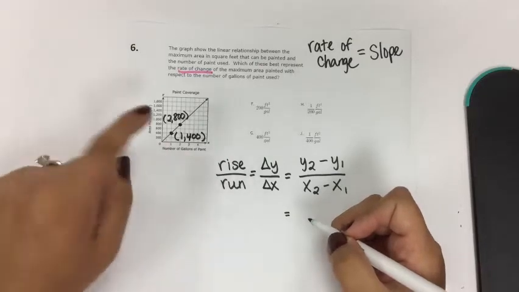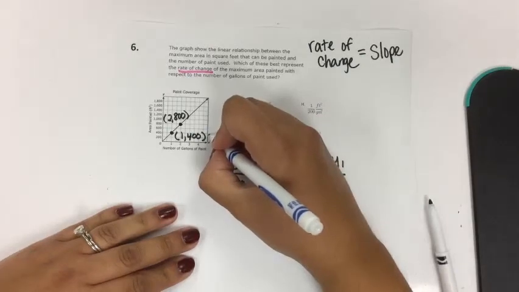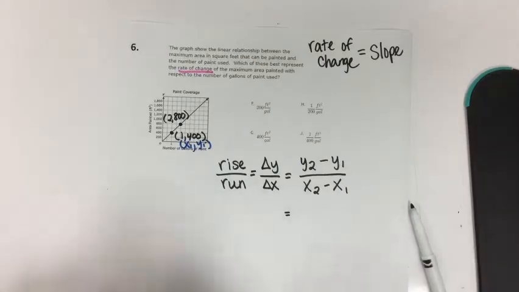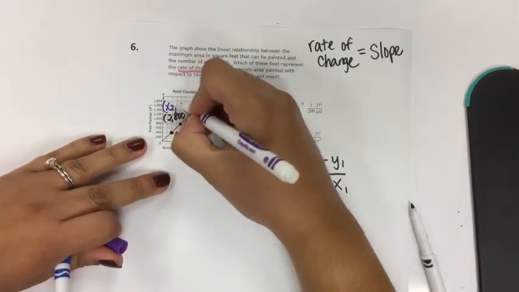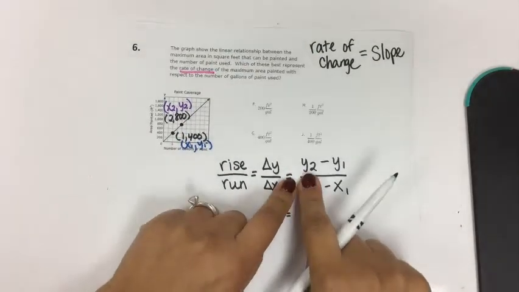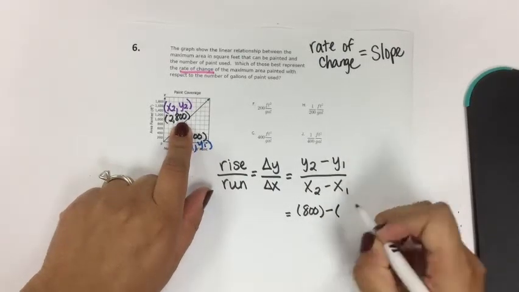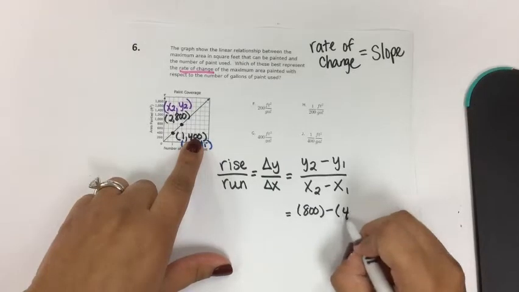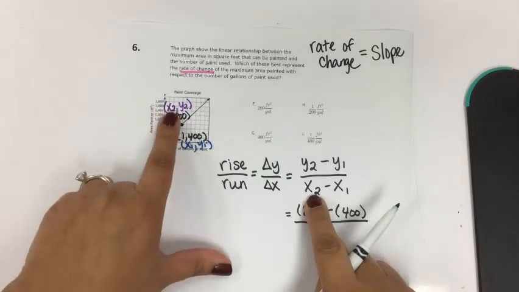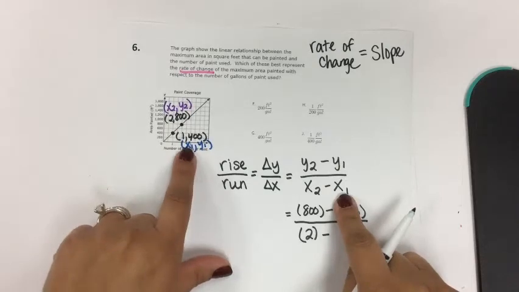It doesn't really matter which one's which. We'll make this our x1, y1, and we'll make this one x2, y2. So I'm just going to plug points in. I need my y2 first, that's 800, minus my y1 value, which is 400, over x2, which is 2, minus x1, which is 1.